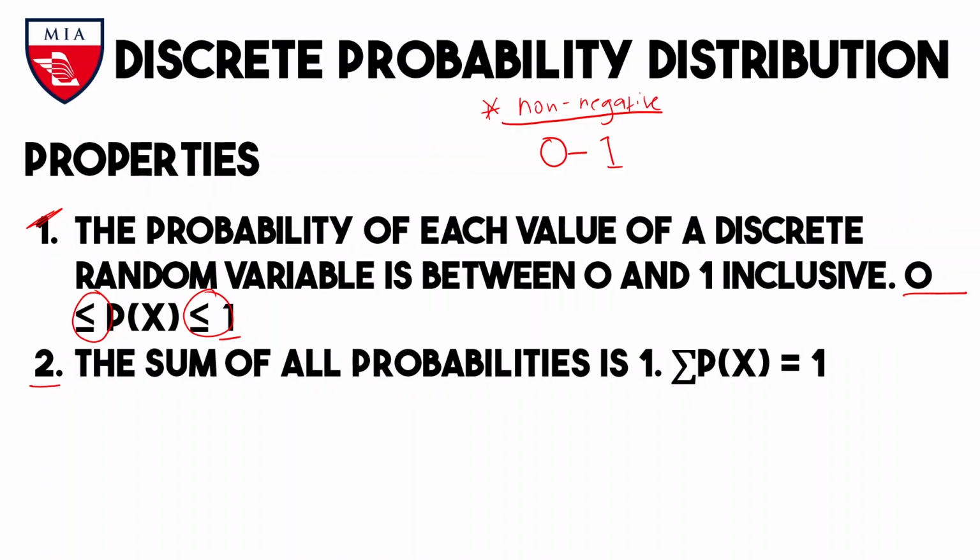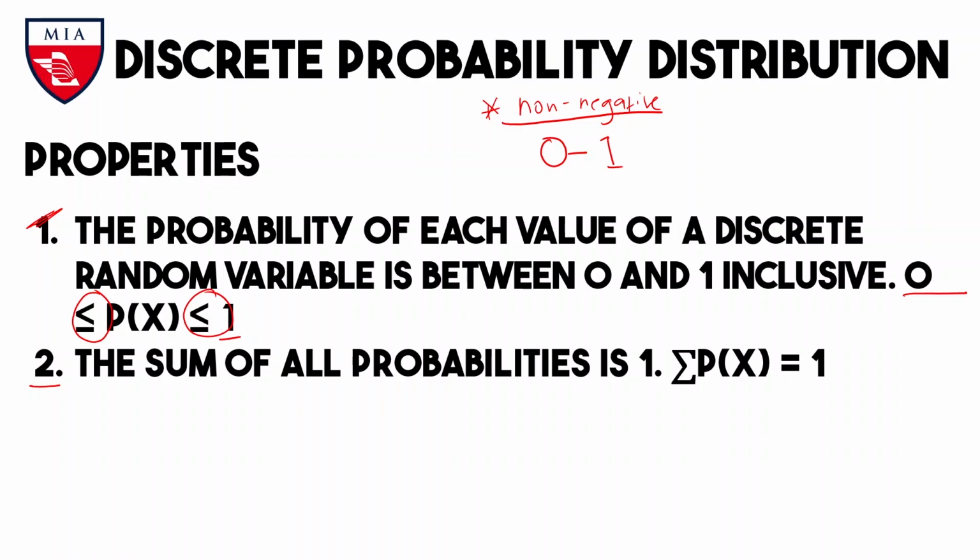Next, property number 2. The sum of all probabilities is 1. Like I said last time in our lesson, if you add all the probabilities, or all the chances, present in a certain event, the sum of all probabilities should always be equal to 1. So that is our second property.